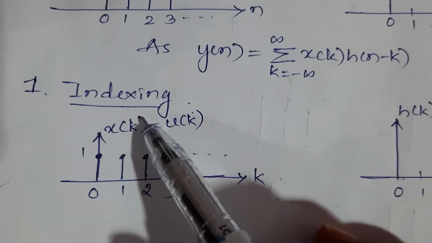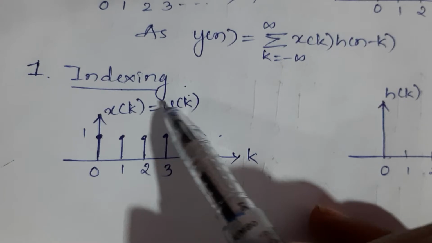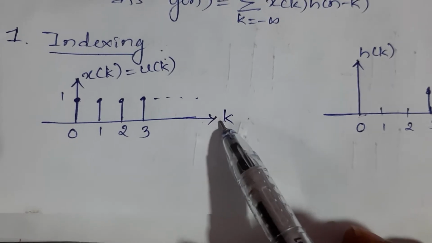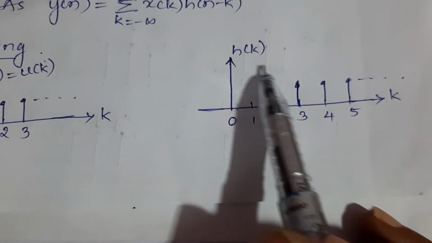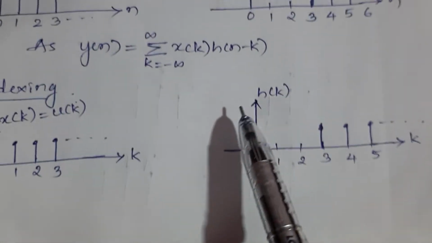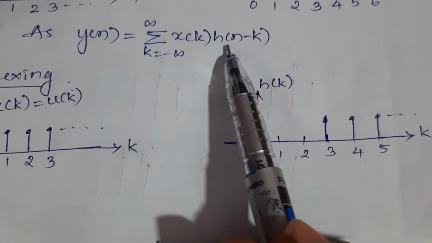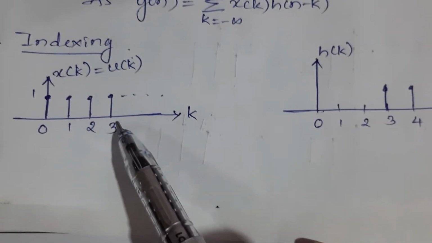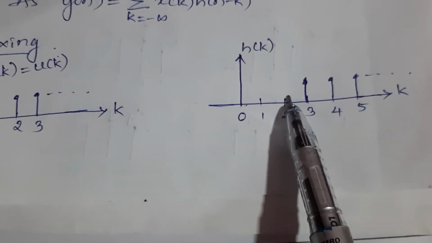x of n will be replaced by k. So wherever there is n, we need to place it as k. So x of k is nothing but u of k. The nature of the signal will not change, just the variable changes. And similarly, h of k, same signal, just with an indexing. Then to solve this convolution equation, we need x of k, but h of n minus k is required. So we have already x of k, we don't have to do anything with x of k, but we have to obtain h of n minus k.